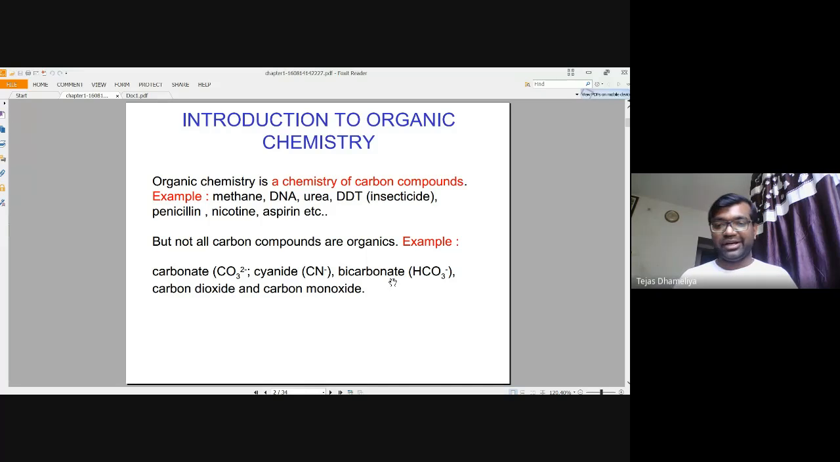NaHCO3, sodium bicarbonate. Cooking soda, baking powder and washing powder are not considered organic compounds, although there is one carbon element present in them. So these are basically exceptions. Carbonates, cyanides and sodium bicarbonates are basically sodium salts, hence they are not considered organic compounds in the scientific community.